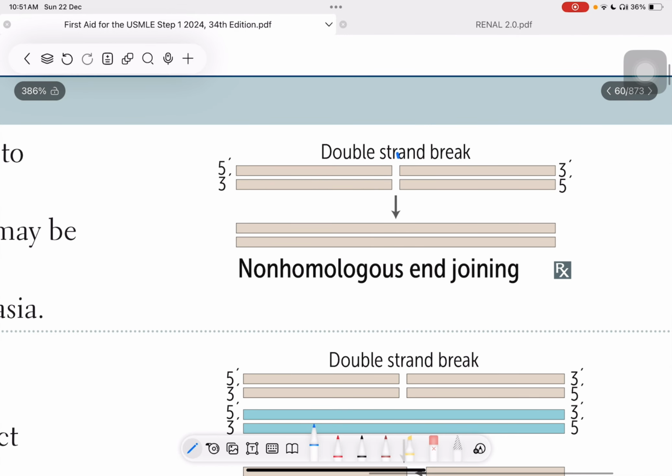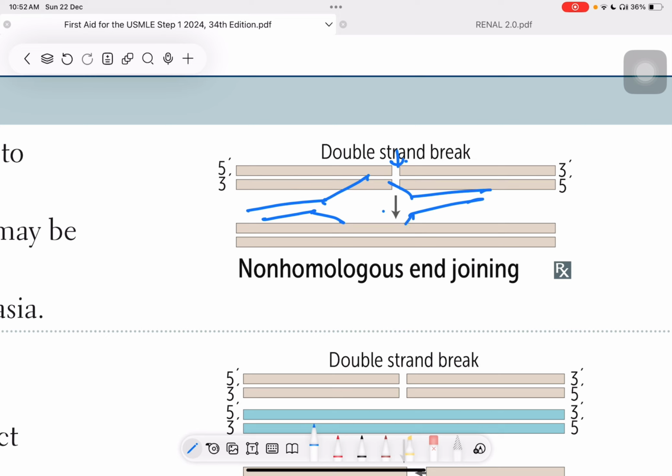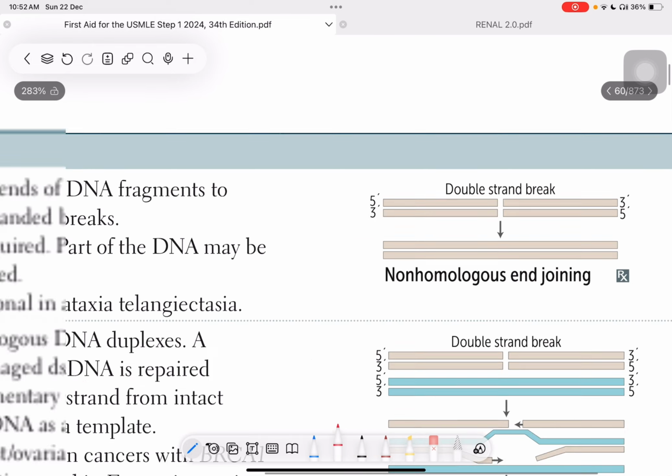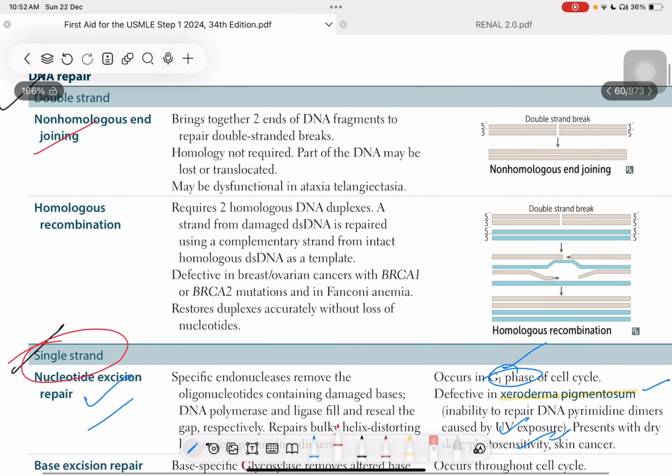You have a break over here, and opening of your DNA strand by KU helicase, and they'll link over here. See, wait, I'll draw it with another color. Okay. So now what will happen is, you have attached over here, and this extra amount of DNA which is present gets lost in non-homologous end joining. That's how your non-homologous end joining occurs, whereas your homologous recombination requires two homologous DNA duplexes.